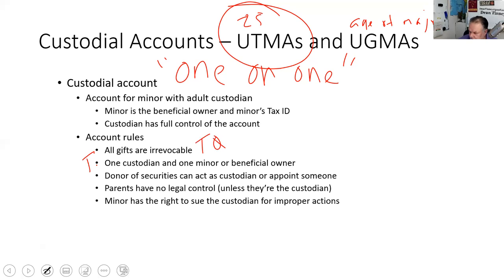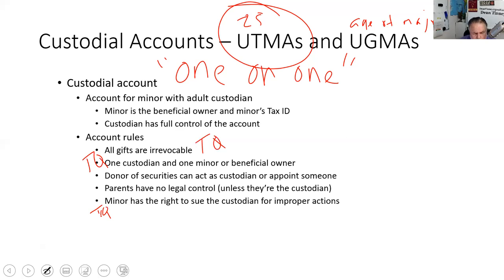I told you this is a test question: one minor, one custodian per account. The donor can act as the custodian or can appoint someone else. So as I mentioned, you can have somebody else that does this. The parents have no legal control unless they're the custodian. So if I'm grandpa and I'm the one who's the custodian, I've got control on this thing. The minor, we live in a very litigious society, so the minor can always sue. You can always sue anybody about anything.